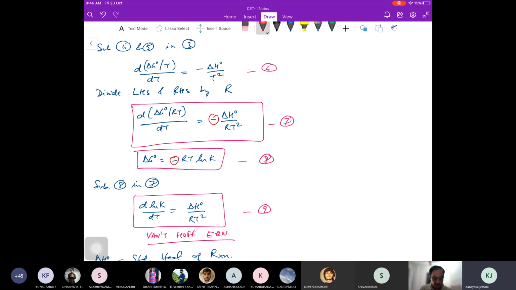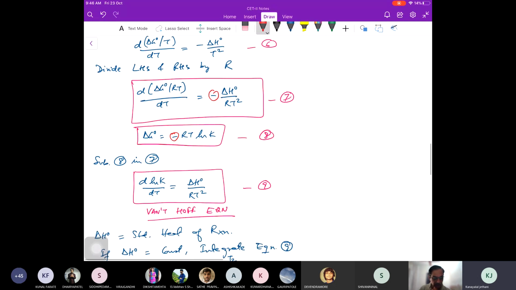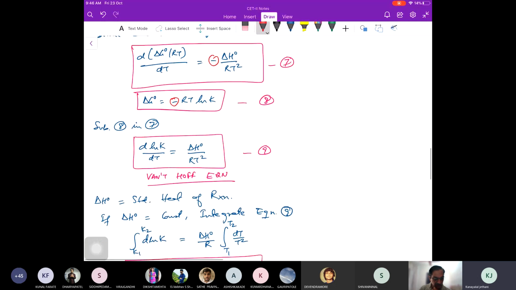So if you know the heat of reaction, then we can find what is the effect of temperature on K. Any questions on equation 9? Okay, equation 9 derivation also comes in the exam, the Van 't Hoff equation derivation.